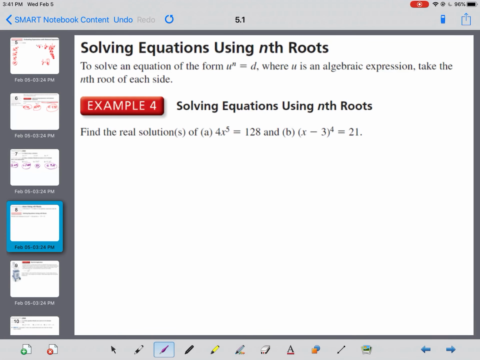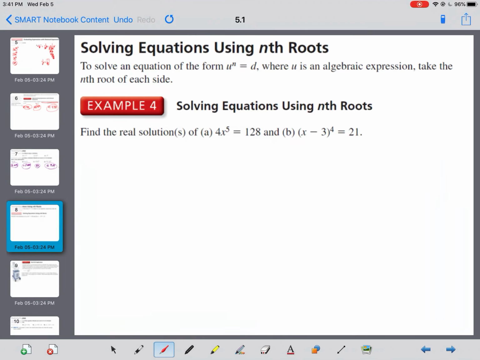Okay? To solve an equation of the form u to the n equals d, where u is an algebraic expression, take the nth root of each side. So basically, get the exponent part outside the parentheses, so everything that has the exponent attached to it by itself, and then do the nth root of both sides and solve.